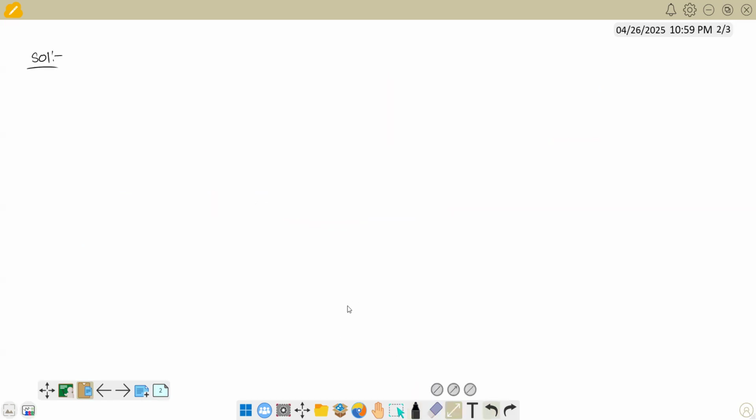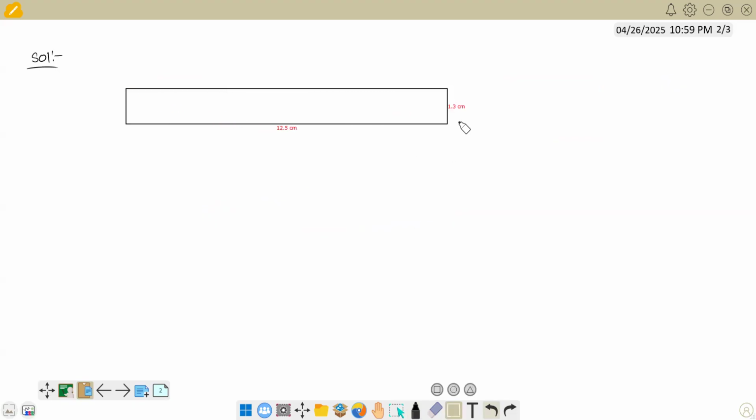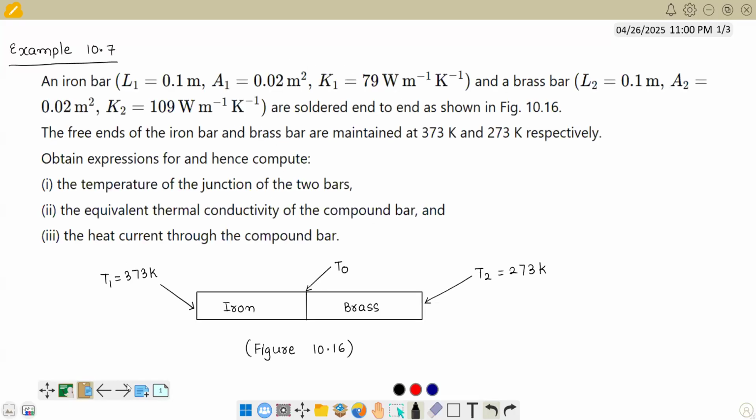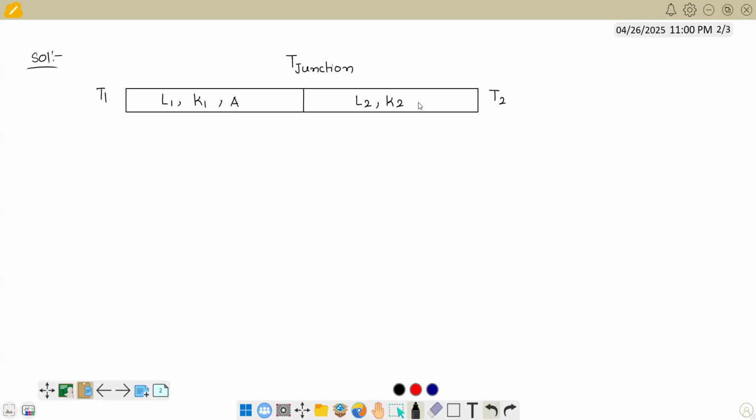Suppose you have a compound bar that is soldered in this way, and let us assume this has length L1 and the temperature here is T1. Let us take the temperature here as T2. We have to find something called the junction temperature. So this is what we need to find. L1, let us say its thermal property is K1. Here this is L2 and its value is K2. Generally in these cases the area of cross section of both of them would be the same. So the area of cross section is A here, and A here.